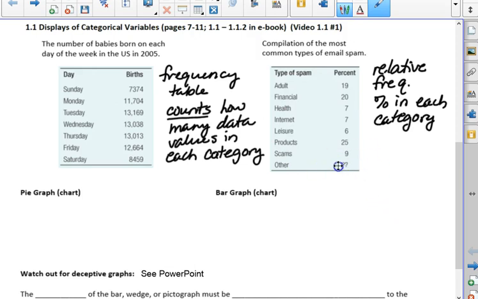Now, notice there's a question mark here. In a relative frequency table, the percents must add up to 100. So this is going to be 100% minus the other percents. Okay, so that would be filled in. And off the top of my head, I'm not sure what that is right now, so I'm not going to bother filling that in. But you make sure they add up to 100%.